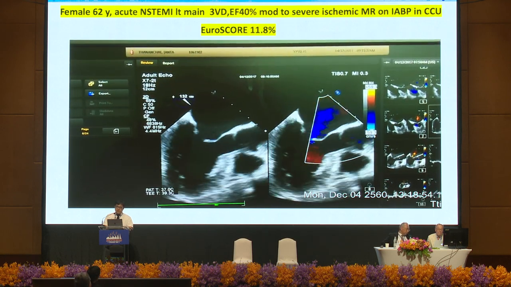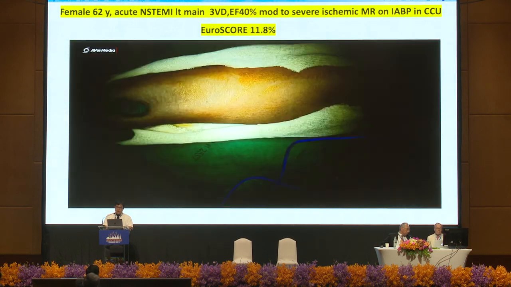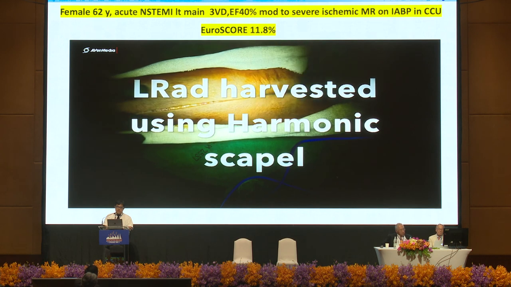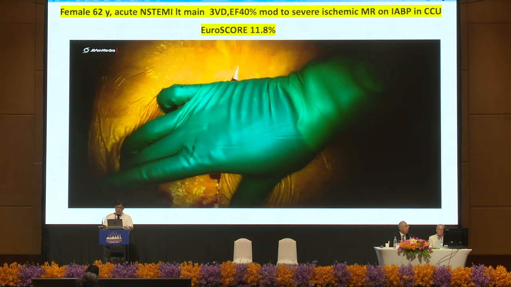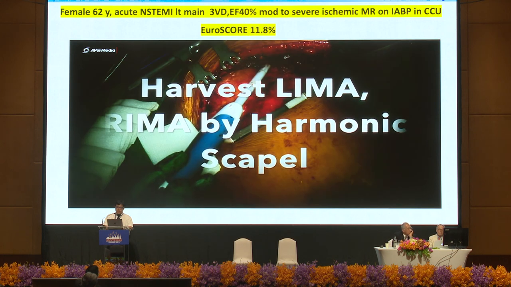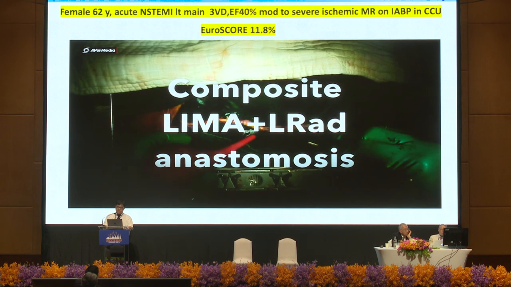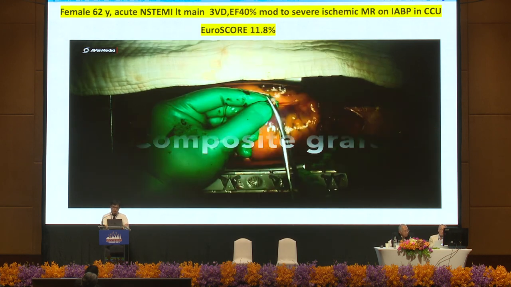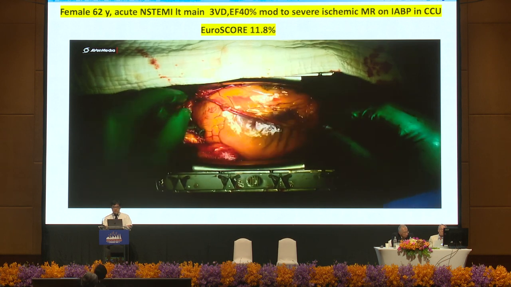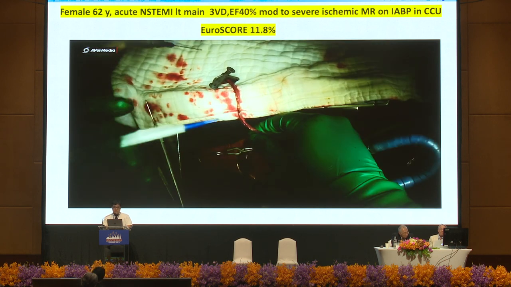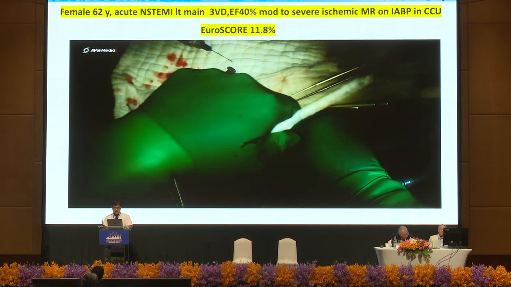But I think this is from acute mitral valve regurgitation from acute MI. So I think if I can do the bypass, the mitral regurgitation might convert. So that's what I tried to do in a couple of cases. Accidentally in this case, I had some injury to the mid part of the LIMA, so I did an extension with radial to the left internal mammary artery, and I did the sequential bypass OM into the LAD.